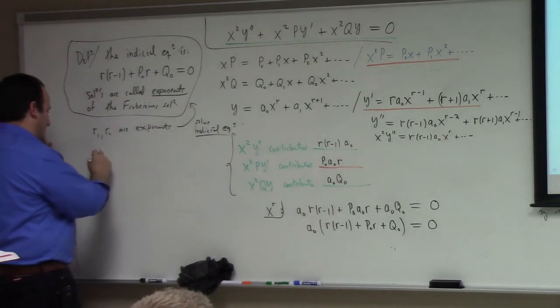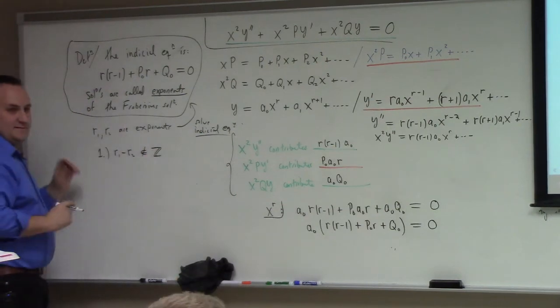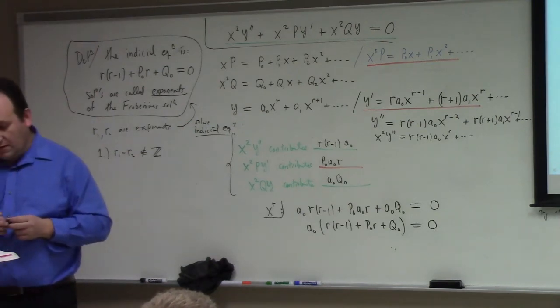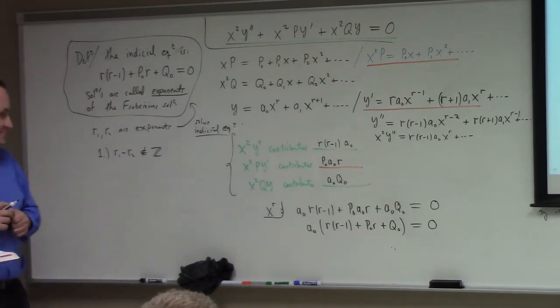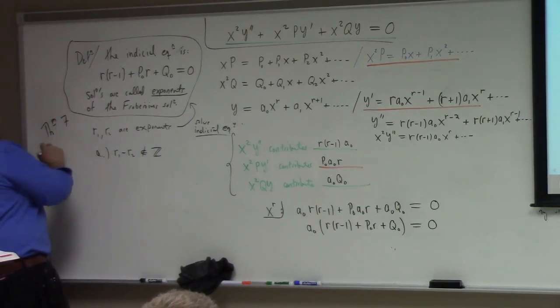Then there's cases. Number one, if R1 minus R2 is not an integer, so if the difference is not plus or minus 1, 0, plus or minus 2, any of those, then you just do the Frobenius method two times, and each separate exponent will yield you a solution. That would be like 0 and 2/3, the first example I did. That's part A, from theorem 7 of section 8.7.